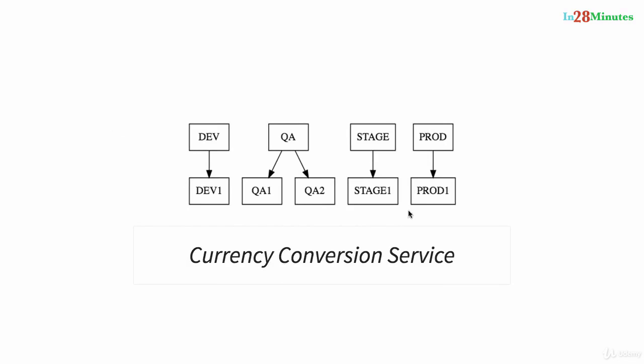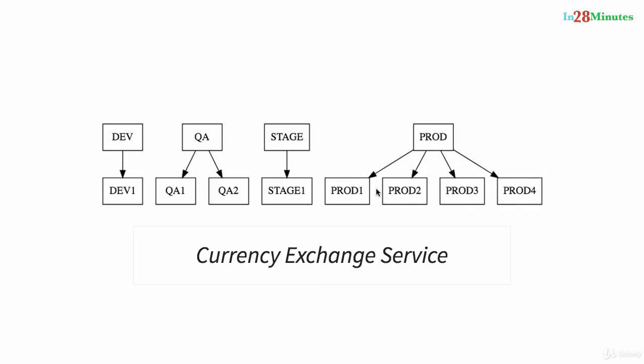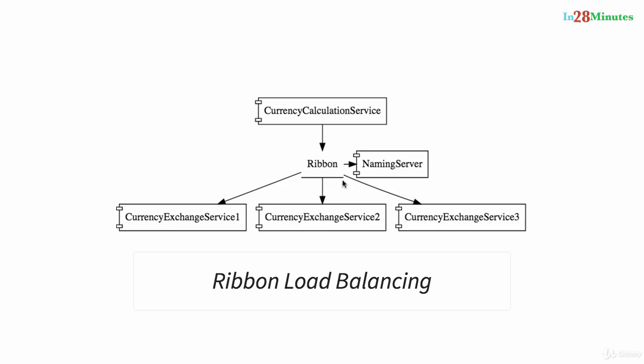I would want to be able to make the currency conversion service talk to all the production instances of the currency exchange service. I would want to be able to distribute the load between all these four instances. That's where Ribbon comes into picture. We are using Feign to call the currency exchange service. Ribbon can make use of the Feign configuration that we have already done and help us distribute the calls between different instances of the currency exchange service.